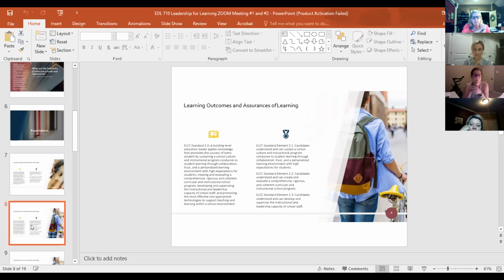So let's look at the second one. Candidates understand, and again, I hate that word, and can create and evaluate a comprehensive, rigorous, and coherent curricular and instructional school program. This one's a little complicated. So pay attention to the verbs first, and then what you're going to ask them to do, or the object of the sentence.